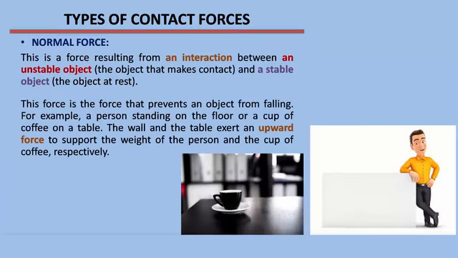The normal force is a force resulting from an interaction between an unstable object, that is the object that makes contact, and a stable object, which is the object at rest. This force is the force that prevents an object from falling. For example, a person standing on the floor or a cup of coffee on a table.